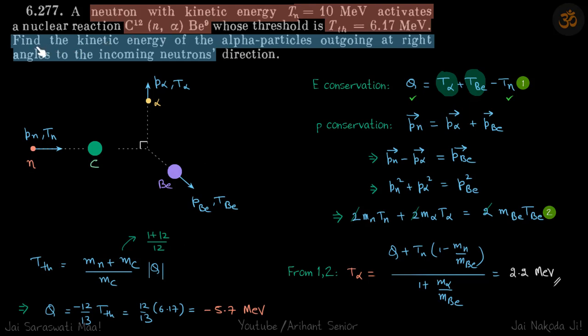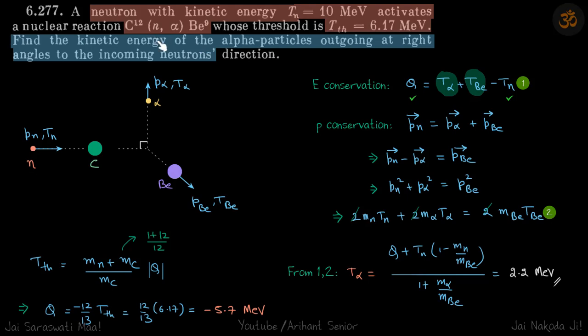Going forward, find the kinetic energy of the alpha particle outgoing at right angles to the incoming neutron's direction. So if we know the Q value of the reaction, that will help us in the conservation of energy equation of this collision. And we will also conserve momentum, and then we can find the kinetic energy of the alpha particle. So that is our approach.